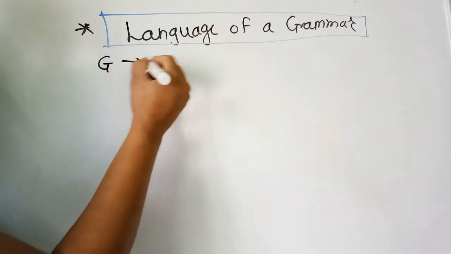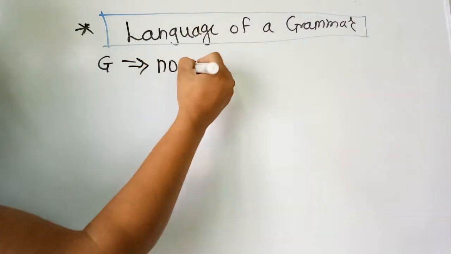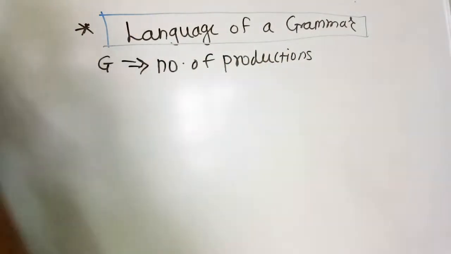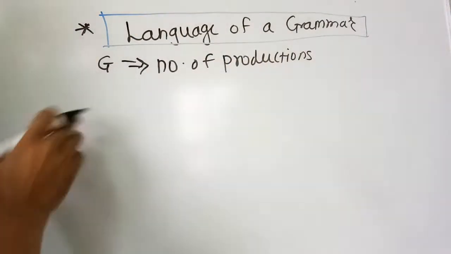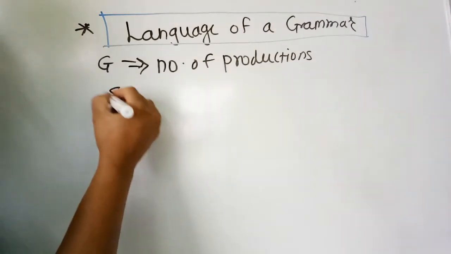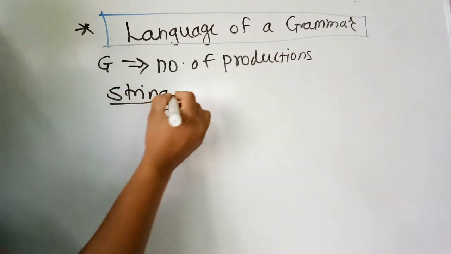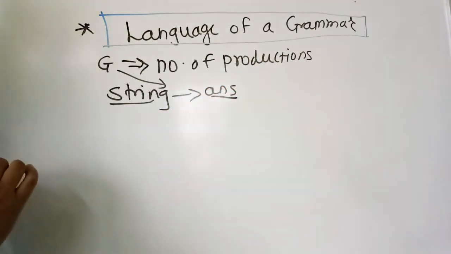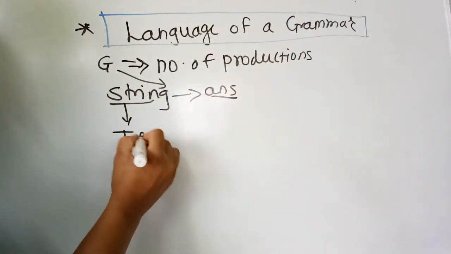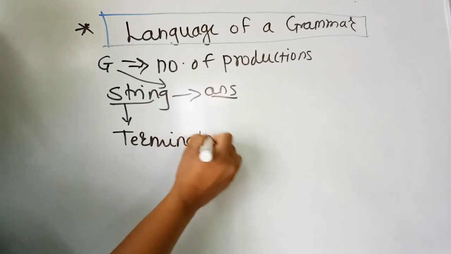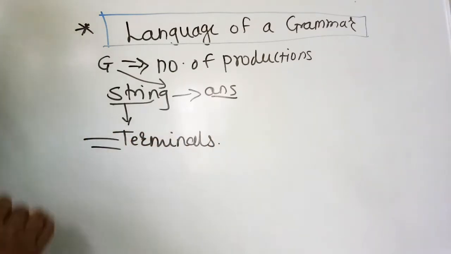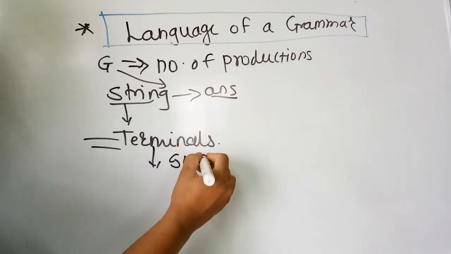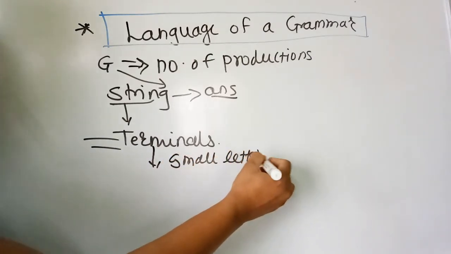Every grammar consists of a number of productions. Now, this number of productions derives a string. What is a string? The final answer of a grammar is nothing but a string, and this string should be a collection of terminals. We have seen that these terminals are nothing but the small letters.